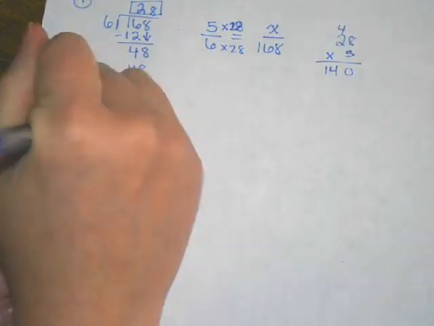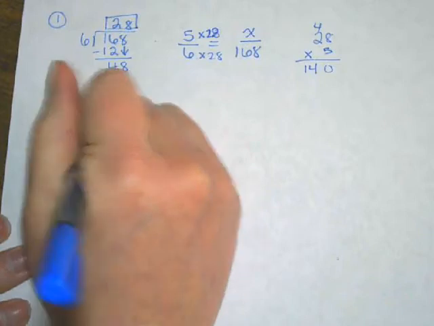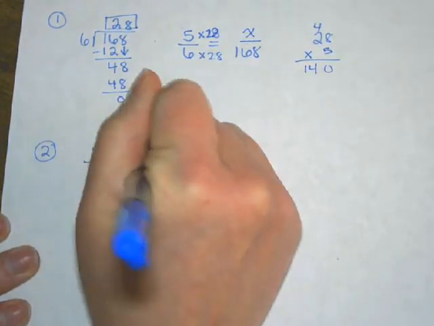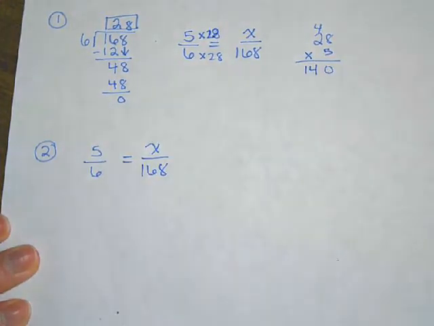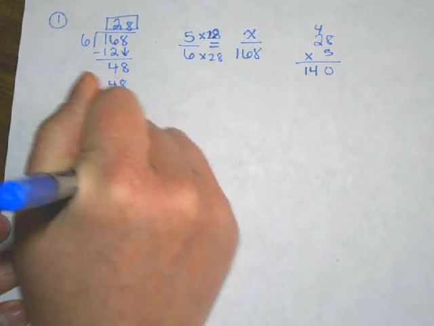All right. The second method would be using fish. If I do that, I get 5 over 6 is equal to x over 168. Okay, I'm going to take 168 times 5 and then divide it by 6.